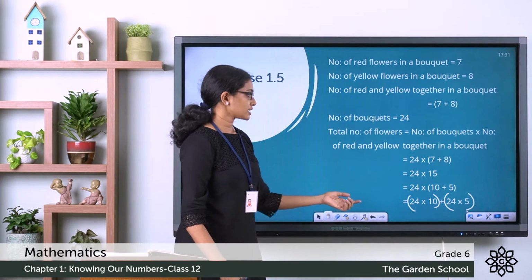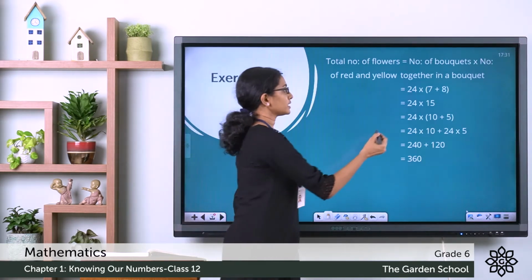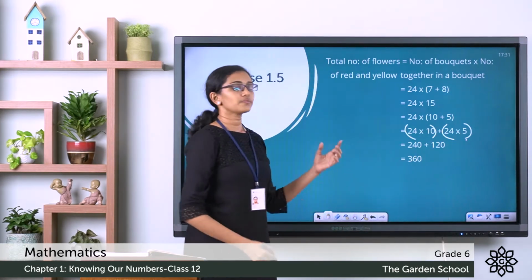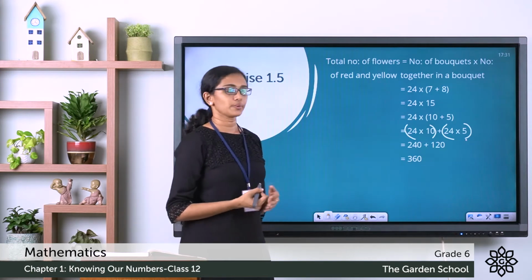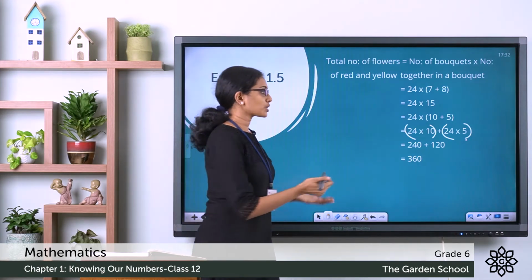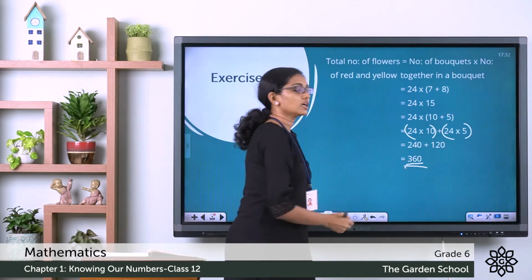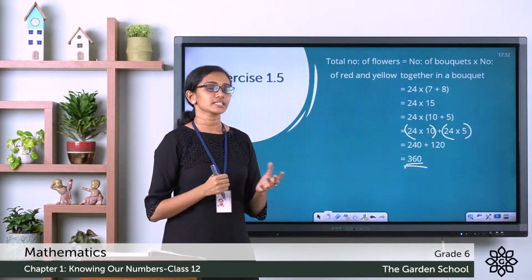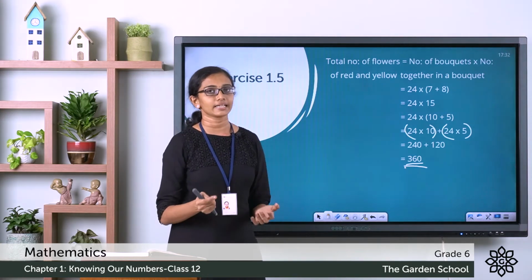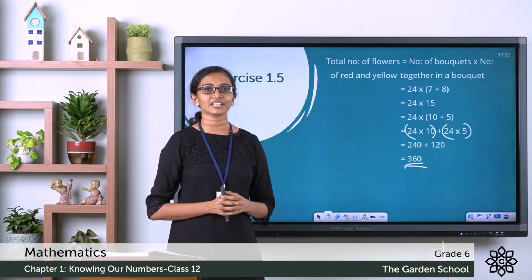So that is equal to 24 × 10 is equal to 240, and 24 × 5 is equal to 120. So that is a total of 360. So what is the total number of flowers in 24 bouquets? It is equal to 360 flowers, which includes both red and yellow flowers. Hope this is clear to you.